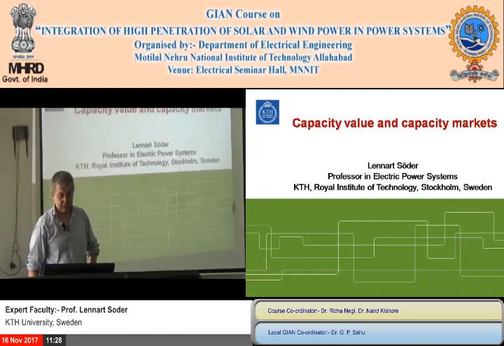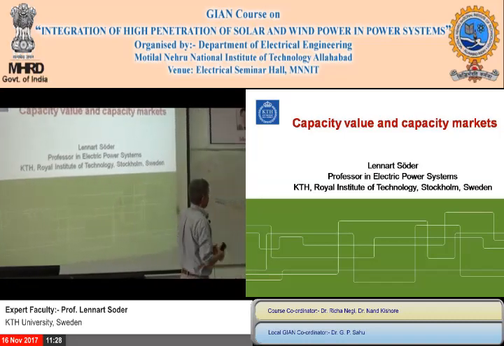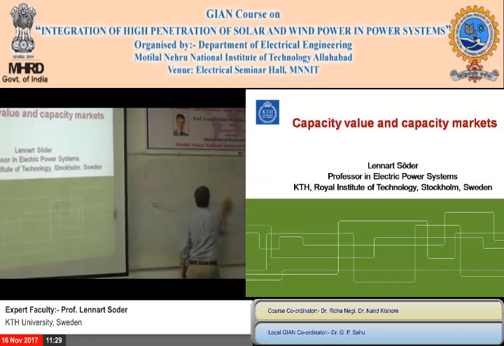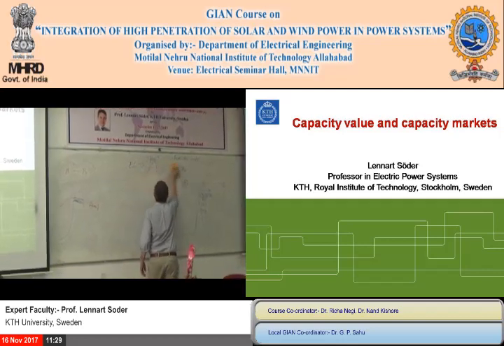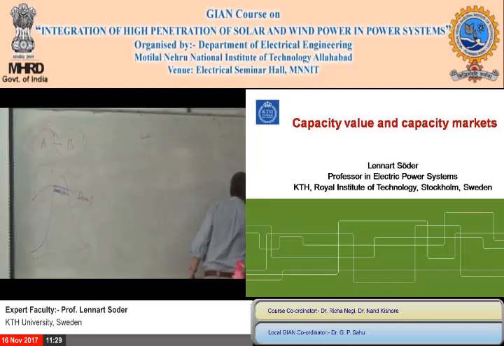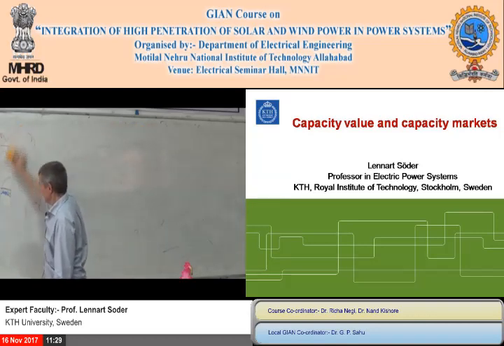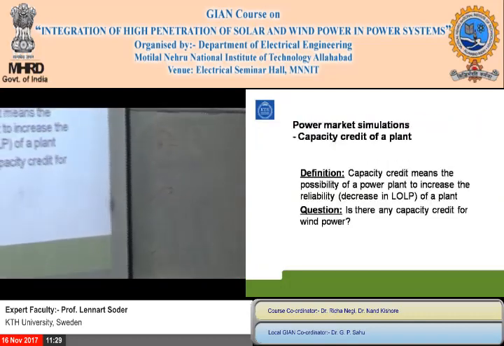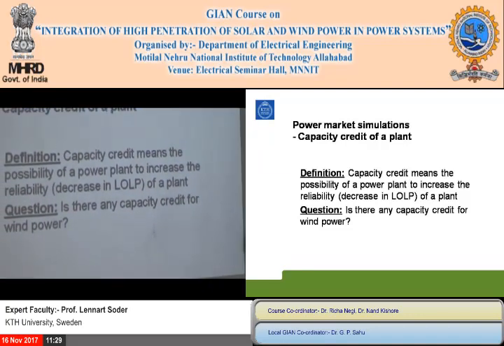Now I will talk about capacity value. This is in reality to manage the loss of load probability. This is very much discussed mainly for wind power, but also for solar power.